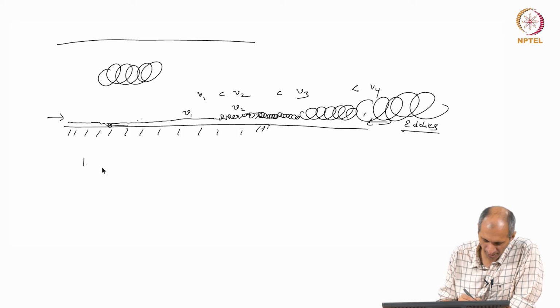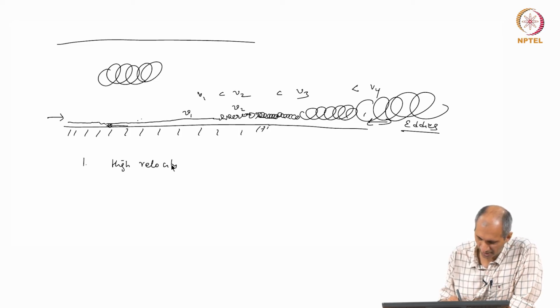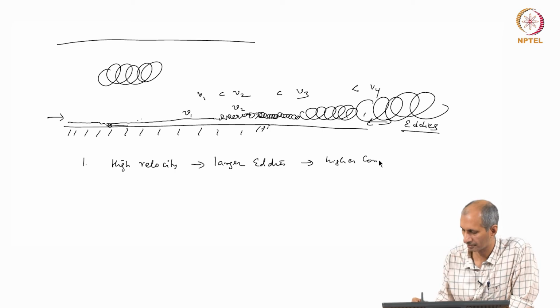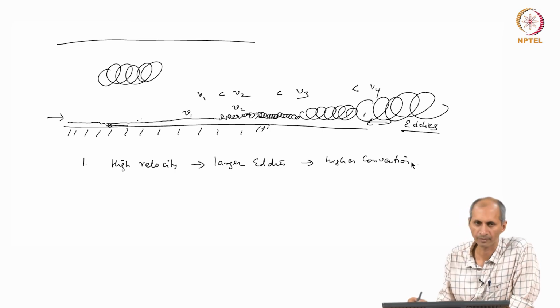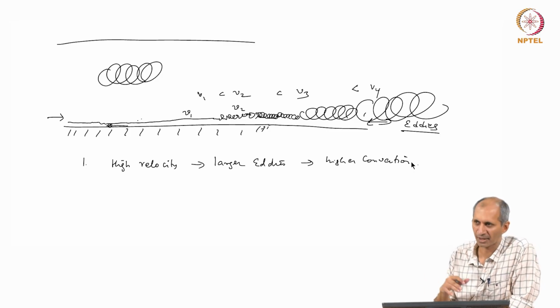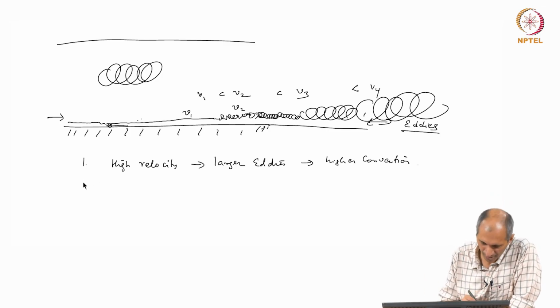So, two things here. One is high velocity generally leads to larger eddies, higher convection. This is a general rule of thumb. There are exceptions to this, but you need other information for this. Second thing is, there is what is called a boundary layer that forms.